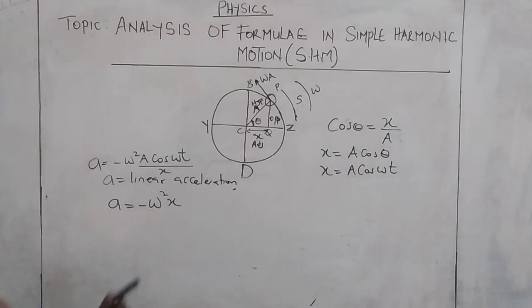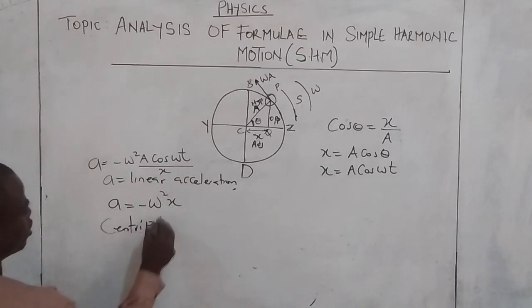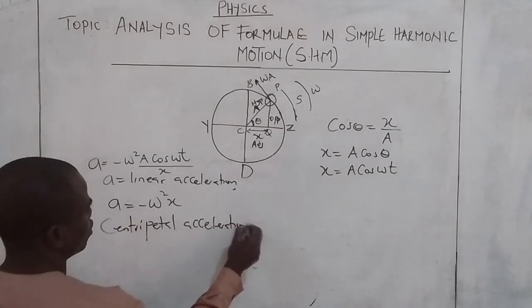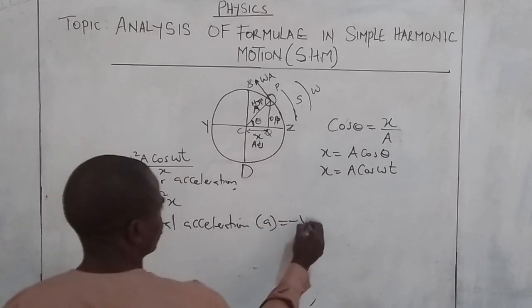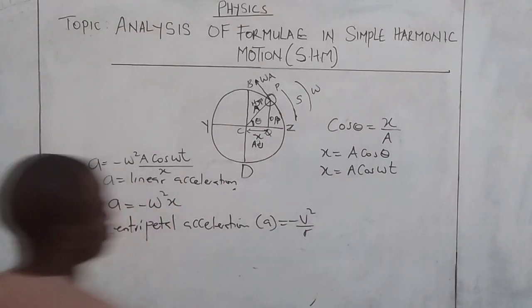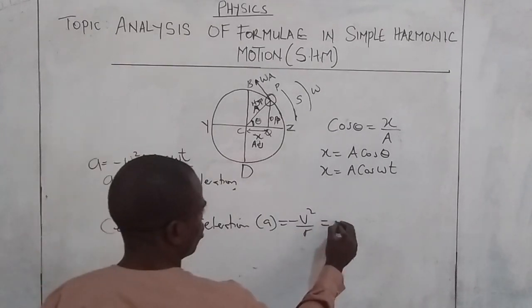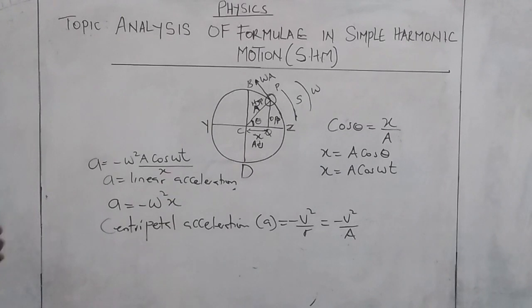Now we have another formula, which is centripetal acceleration a, which equals minus v squared over r, and is equal to minus v squared over A. Please just take note of the formula very well.